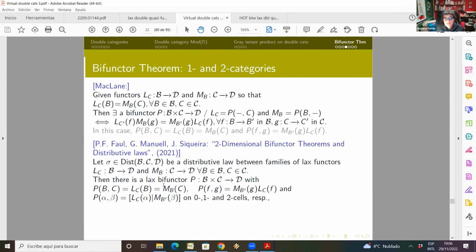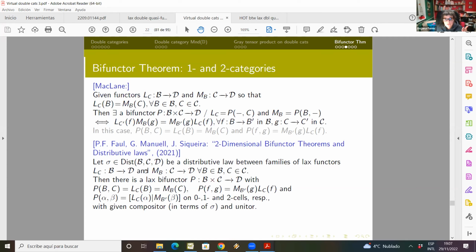Then there exists a Lax bifunctor satisfying these compatibilities with the partial functors, and this new one on the two cells is the horizontal composition of two cells, so that this distributive law sigma permits you to define the Lax functor structure on P. So on the compositor and the uniter for P, you get from the uniters of L and M.